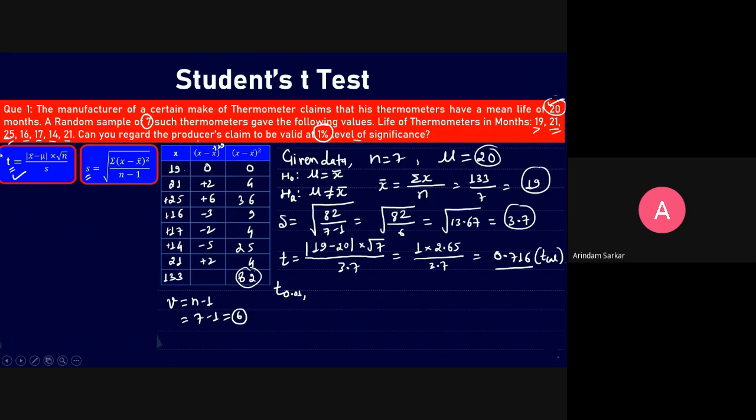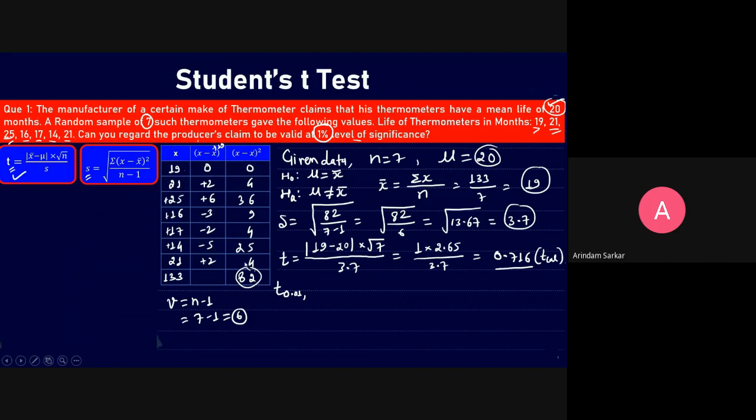So here, this is the formula. t equals mod of x bar minus mu, into root n, divided by s. Here s is the sample standard deviation. So look at here, this is my x value, what is given in my problem. I have calculated x minus x bar.